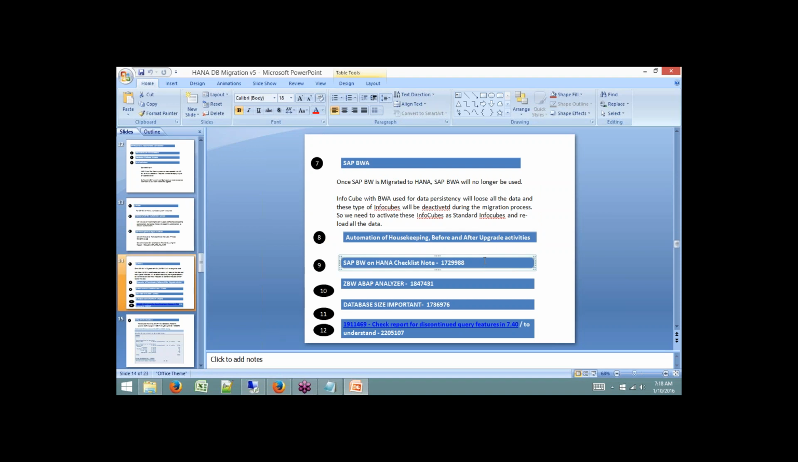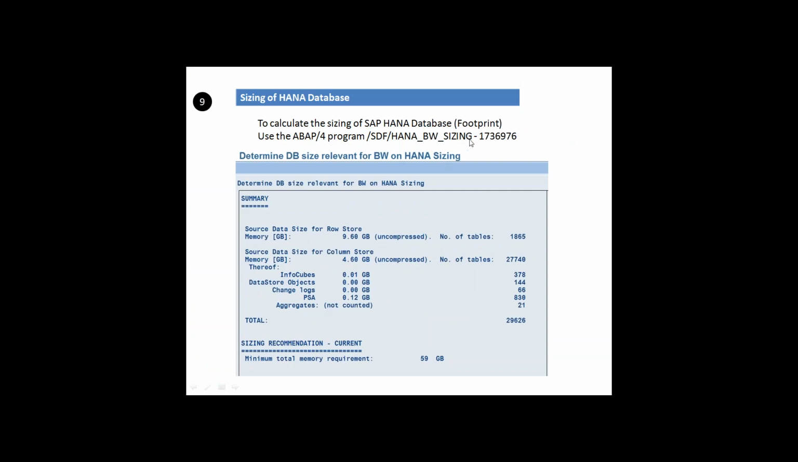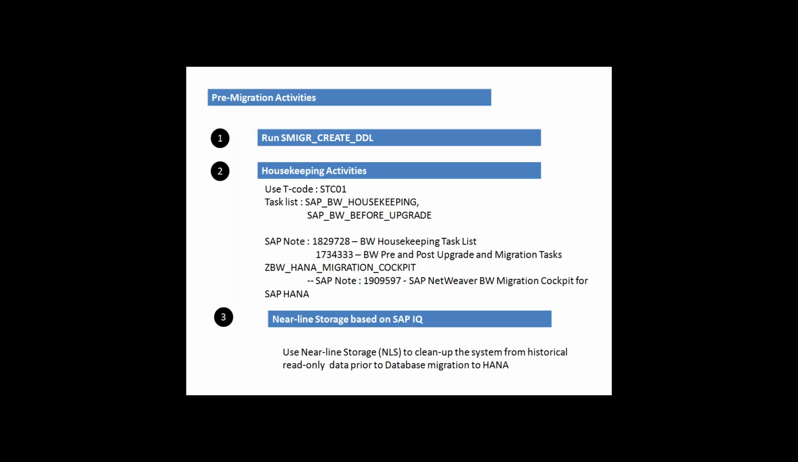So we need to perform a couple of housekeeping activities, and then we have a note for checking whether the BW system is ready for the migration. All the ABAP customizations required can be checked from this ZBW ABAP analyzer from this note. What sizing we can get is in this note, and discontinued features of BEx queries can be understood from these notes. For sizing, I told you we basically use this program, and it has a note. If you don't have this program, you can implement this note. They use this formula to get the sizing.